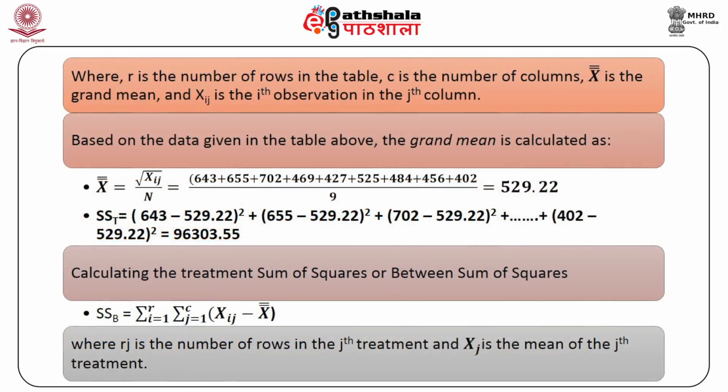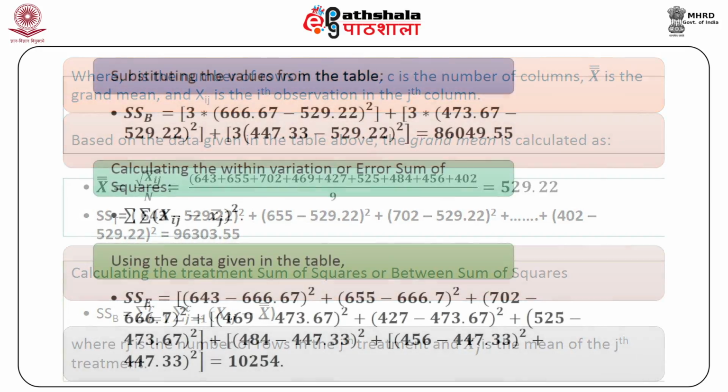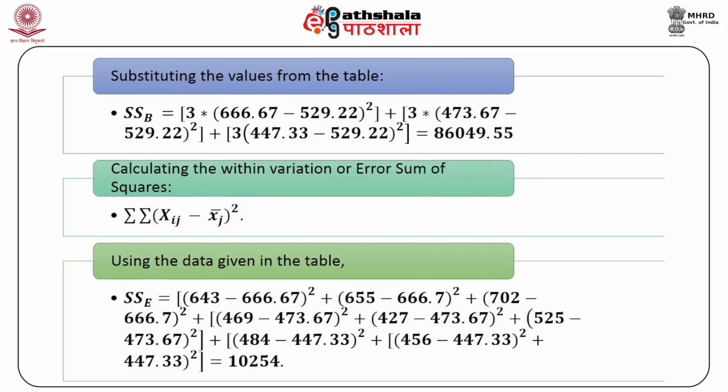R is the number of rows in the table and C is the number of columns. X with double bar is the grand mean, and Xij is the ith observation in the jth column. Based on the data given in the table above, the grand mean is calculated, the sum of squares for the total is calculated, and we calculate the treatment sum of squares using the formula, or the between sum of squares, that is variation in the data between different samples, where rj is the number of rows in the jth treatment and X bar j is the mean of the jth treatment. Based on the data given in the table, the SSB or sum of squares between is also calculated.